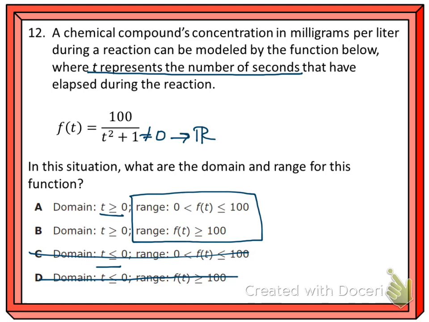So if you just think about a couple of values in this function, it'll help this make sense. For example, if I put 0 in for t, I get 100 over 0 squared, which is 0, plus 1, I just get 100. So I know that I can get 100 from it. So let's go ahead and put a 2 in there. Or no. How about a 1? So if I stick a 1 in there, I get 100 over 1 squared, which is 1, plus 1. I get 100 over 2, which is 50.